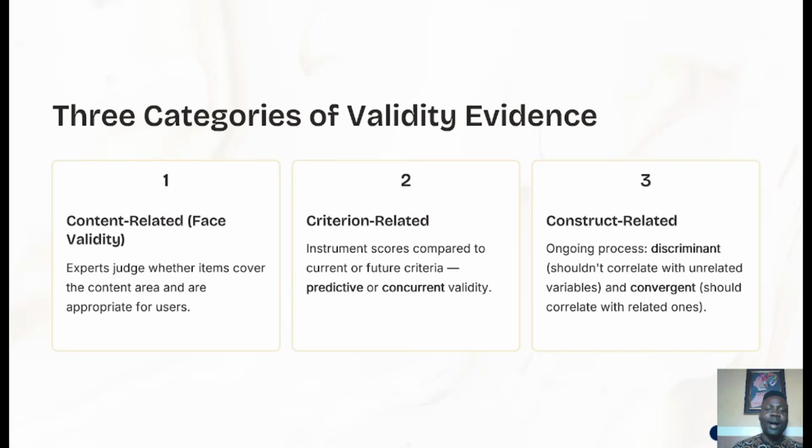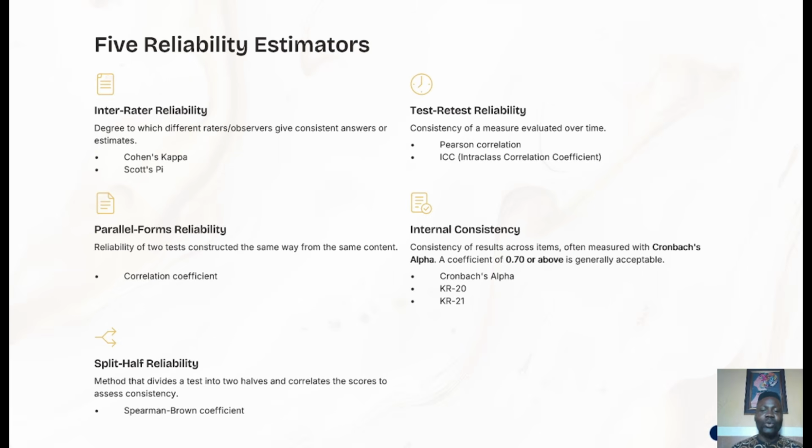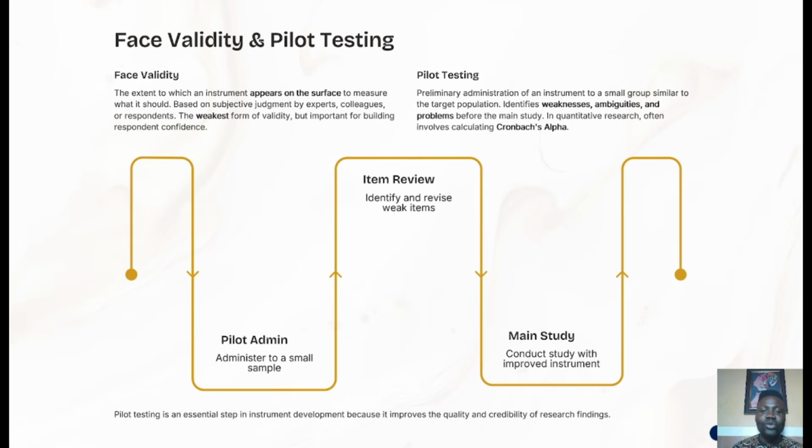Permit me to go back. You start with face validity. So you may want to do criterion or construct validity after you have done that. And you can see here, for example, if you do internal consistency or split half, it will tell you some items that are not good, some items that are to be revised.